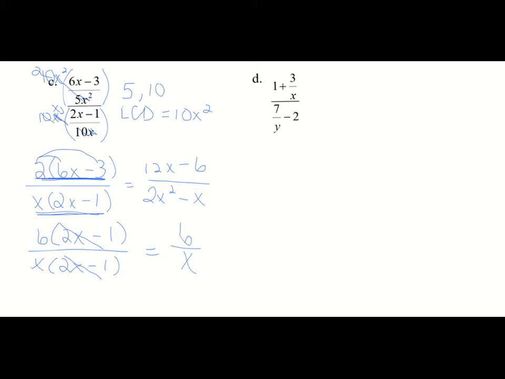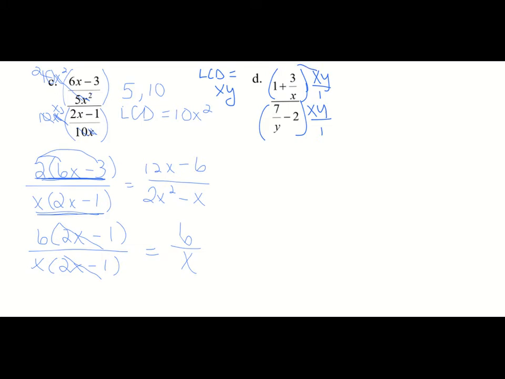For D, let's see here. We have a denominator of x and a denominator of y. So that means my LCD is going to be xy. So I'm going to erase that real quick and move it over. So my LCD is xy. So I'm going to multiply everything by xy over 1.